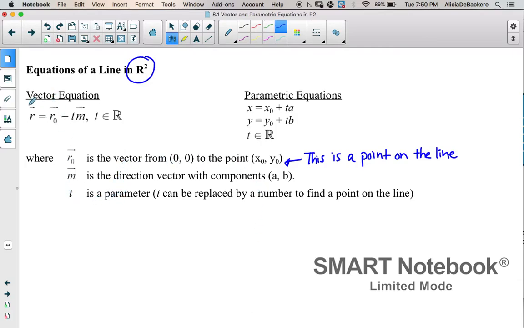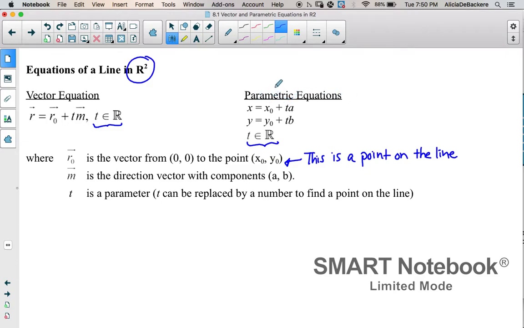Now, in order to figure out any given points, I'm going to have some point on the line plus t times the direction vector. In order to figure out any point on the line, I can just replace the t with a number, any number that belongs to the set of real numbers, and I'll find a point on the line. So I'm keeping that in mind here. When you state the equation of a line, notice that it does include defining the parameter as belonging to the set of real numbers. That is part of the equation.